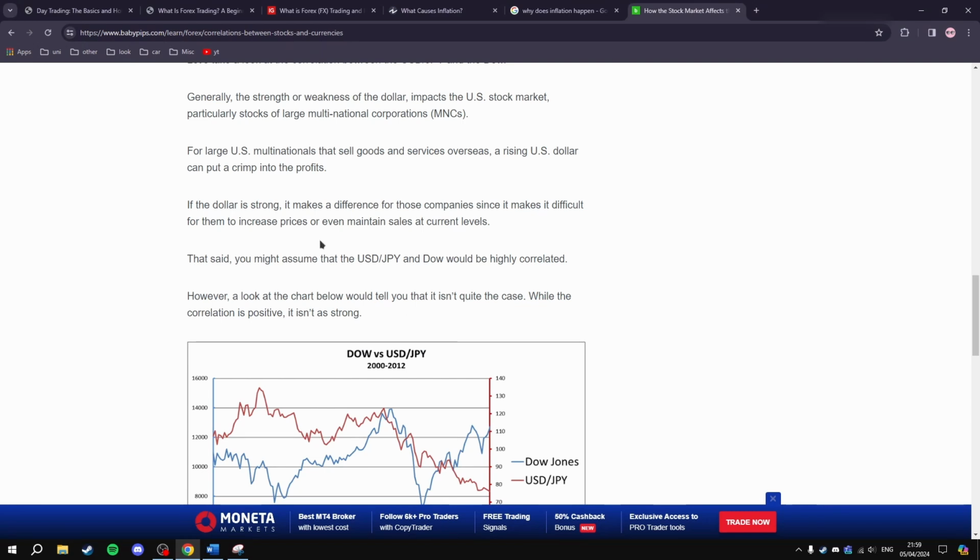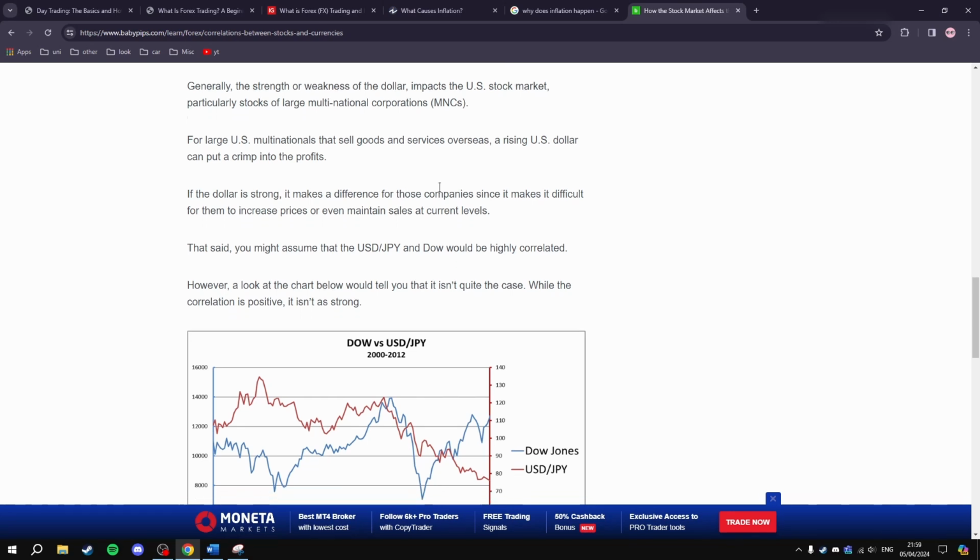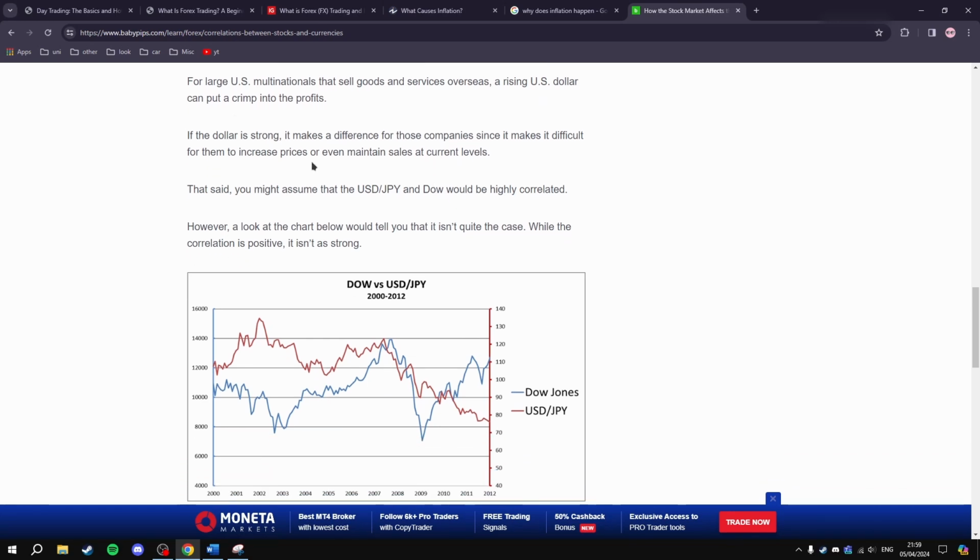For large US multinationals that sell goods and services overseas, a rising US dollar can put a crimp into their profits. If the dollar is strong, it makes a difference for those companies, as it makes it difficult for them to increase prices or even maintain sales at current levels.